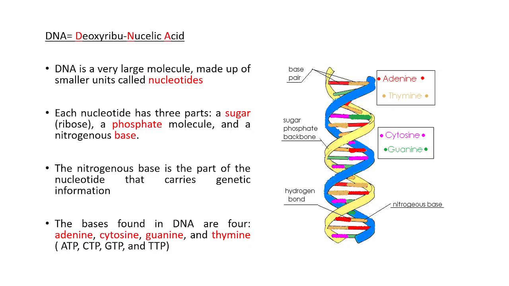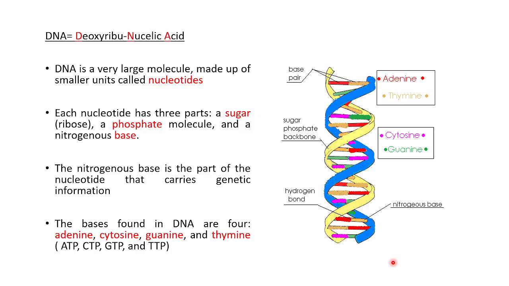Whenever we talk of nucleic acids, the first thing that comes to our mind is DNA, the deoxyribonucleic acid. DNA is a very small molecule made up of nucleotides. Each nucleotide has three parts. It is made up of a sugar, a phosphate that makes the backbone, and a nitrogenous base attached to it, with hydrogen bonds between the bases. The nitrogenous base is the part of the nucleotide that carries the genetic information.